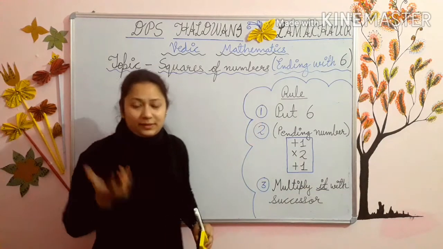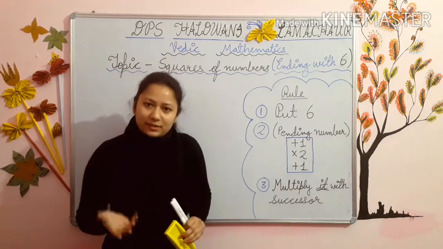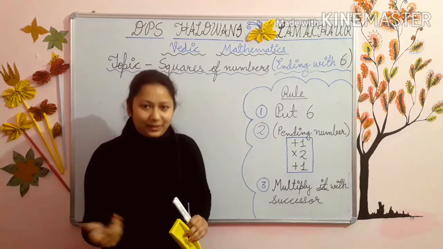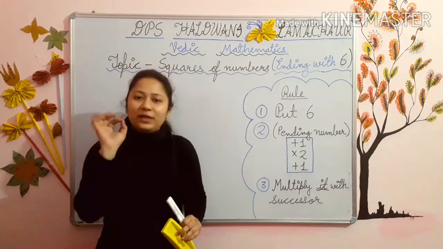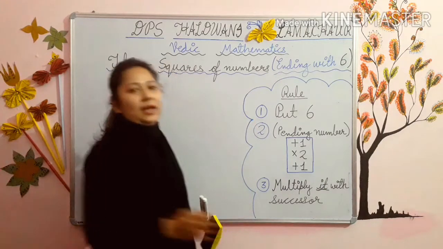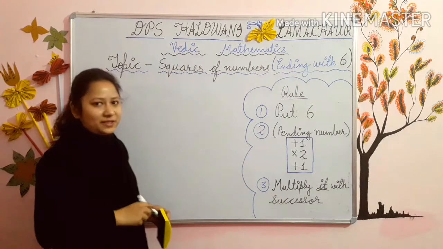Now what is successor? You know the successor of 3 is 4. The successor of 8 is 9. The successor of 12 is 13. Successor means one digit up. So we have to follow these rules in our trick today. So let's start our topic with the first sum.